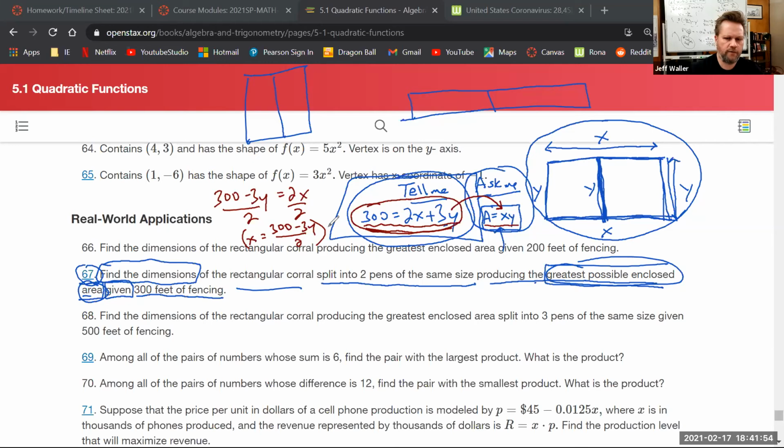So this kind of problem, I write down what they tell me, the formula. I write down what they ask me, the formula. I use what they tell me in what they ask me. How do I do that? I solve for a letter. So now I can rewrite the area. Area equals x. Well, what's x? 300 minus 3y over 2 times y.